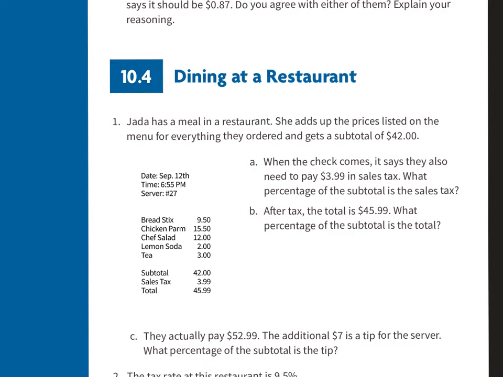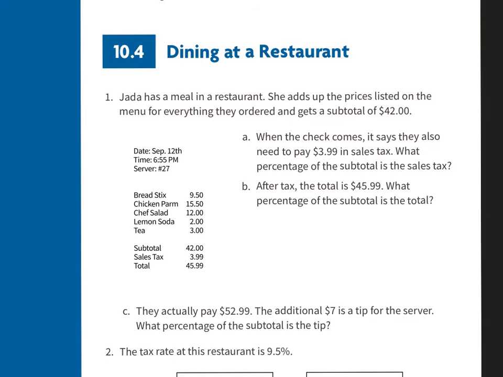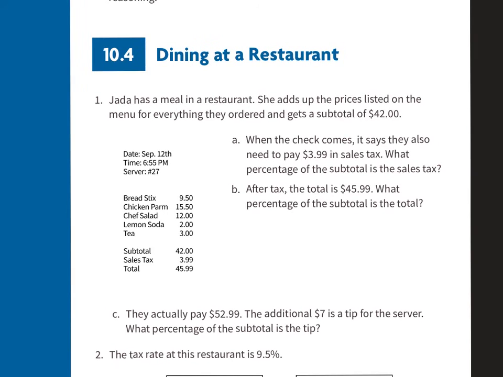Now, let's look at 10.4 on page 80. Dining in a restaurant. Jada has a meal in a restaurant. She adds up the prices listed on the menu for everything they ordered and gets a subtotal of $42. So here's my subtotal.